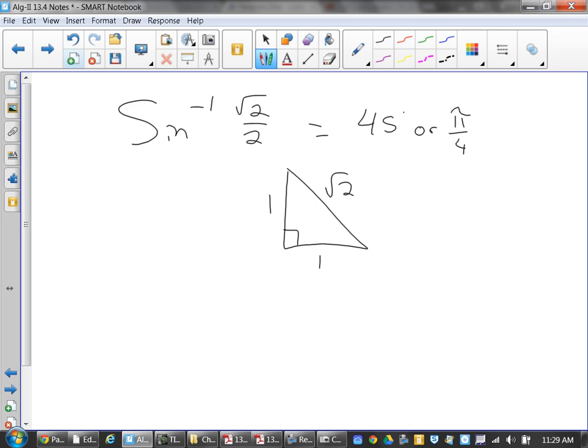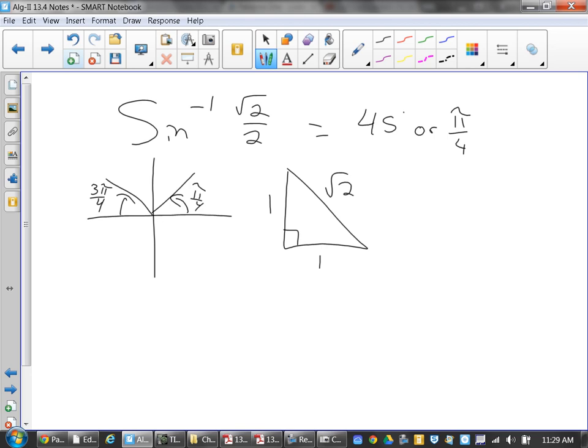Now, the only other thing you have to concern yourself with is that the sine value of √2/2 occurs in more than one spot. Where was sine positive? Which two quadrants? 1 and 2. Here and here. So both of these angles, pi/4 and 3pi/4, had the sine value of √2/2. What we're looking for is just going to be one of them.